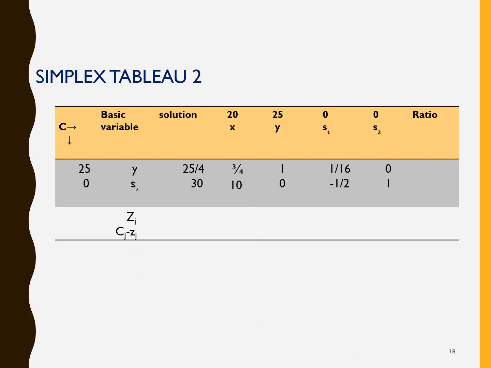Similarly, we can calculate Zj and we can also find out Cj minus Zj. As we did in simplex table 1, we'll be repeating the entire exercise for simplex table 2. Initially, we have to find out what will be our Zj. Our Zj would be a column.